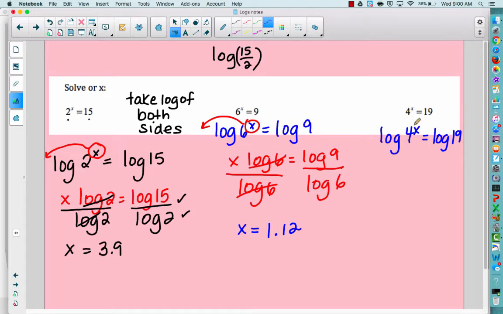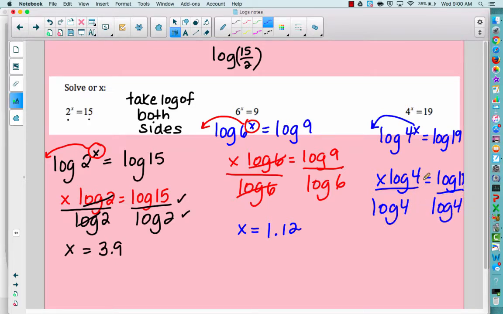You should have brought the x to the front. So x log 4 equals log 19. And then divide by log 4 on both sides. So you would have gotten log 19 divided by log 4, which would have given us 2.1. It's not that hard of a process, but it's just going to take you some practice. And remember, no matter what, if you can make the bases the same, that's the easier way.